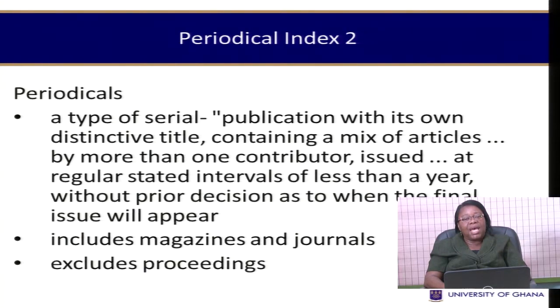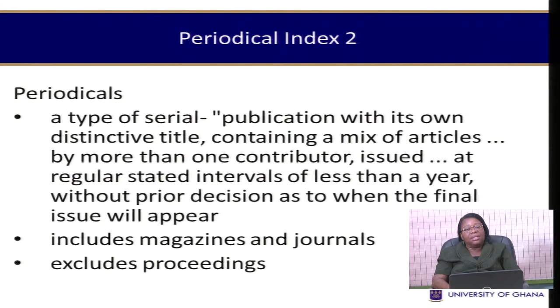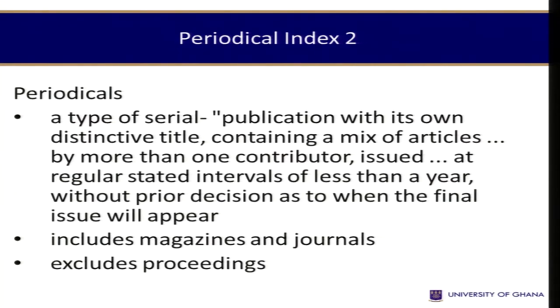I've been mentioning periodicals and periodical indexes, and what are they? They are also serials. They are publications with their own distinctive title, containing a mix of articles by more than one contributor, issued at regular stated intervals of less than a year, without prior decision as to when the final issue will appear. And so for this particular definition, we usually exclude conference proceedings. Conference proceedings usually do not occur less than a year. Usually a year, 2 years, we'll have the proceedings out. So you would not define conference proceedings as part of periodicals. Periodicals will include magazines, it would include journals, but not conference proceedings.